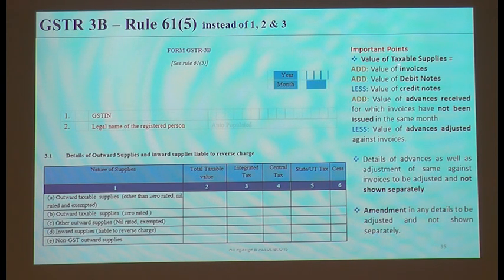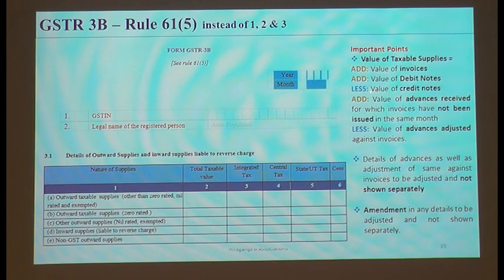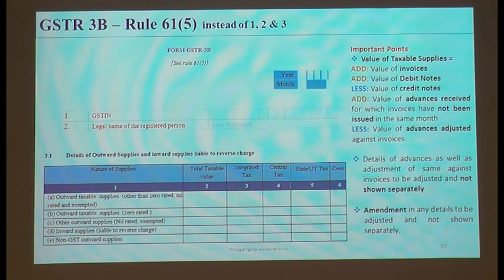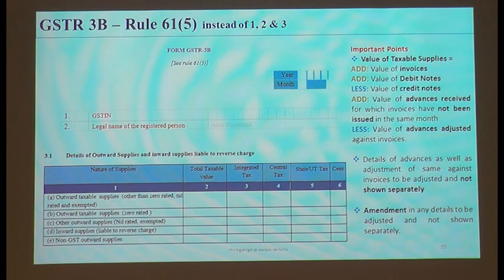How do I identify outward taxable supplies? I need to take the total value of invoices which are raised, add the total value of debit notes raised during the tax period. Why do I need to add debit notes? Because it will increase my tax liability, because of upward revision of price. Then reduce the value of credit notes because it will reduce my tax liability.